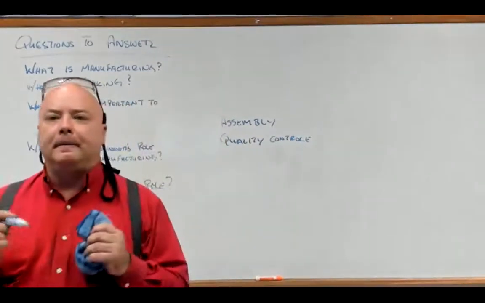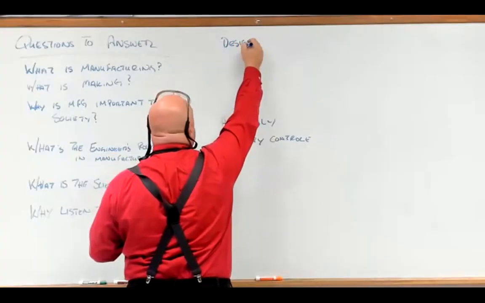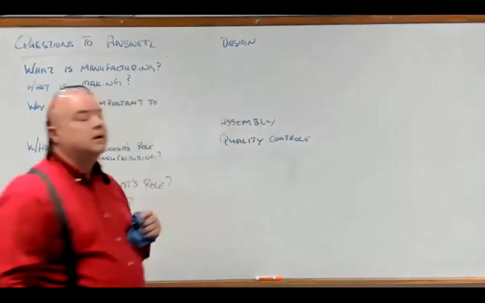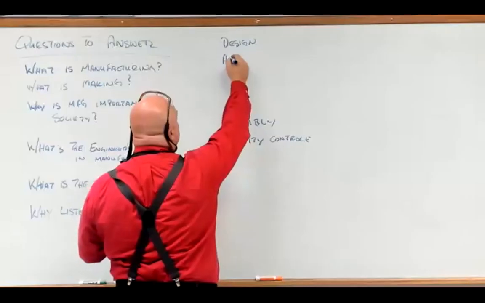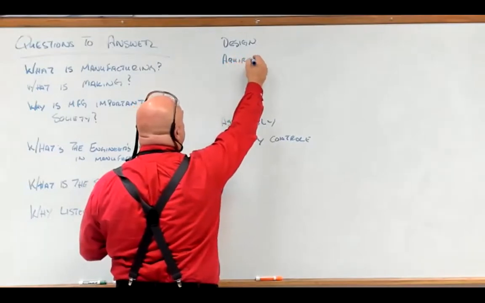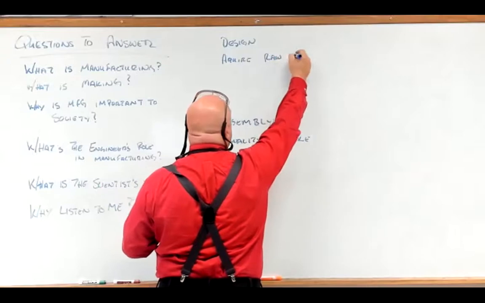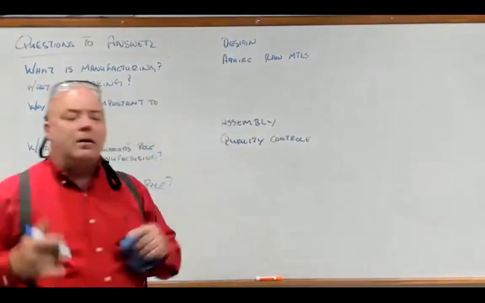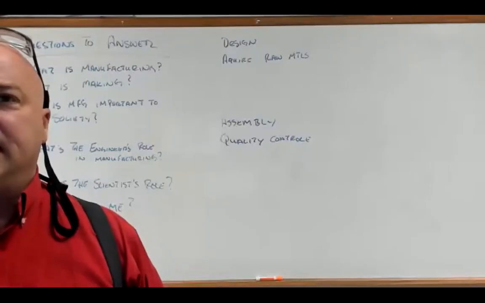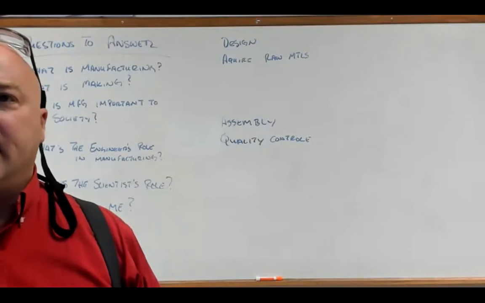All right, what else? The design and layout. Design. Then usually parts acquisition, to acquire, to get the raw materials. Anybody else? Jack's been speaking a lot. He's definitely got an A for today's participation grade.